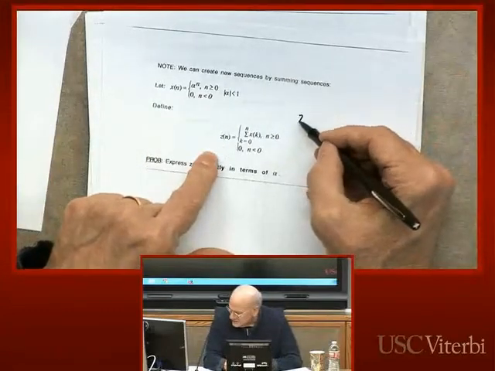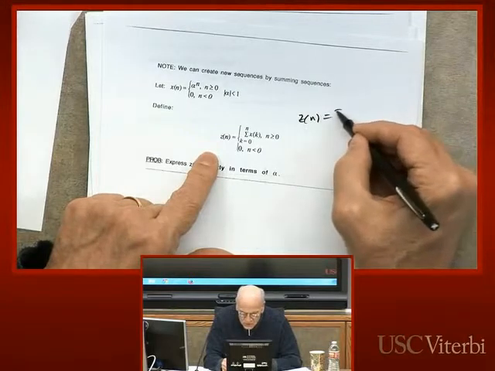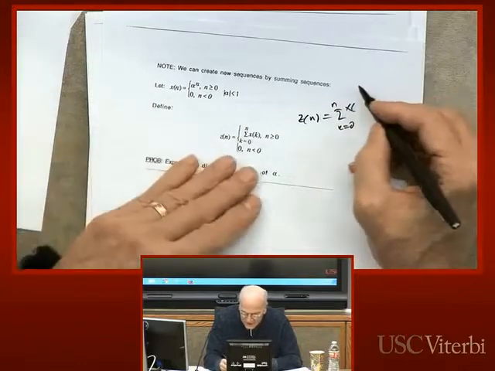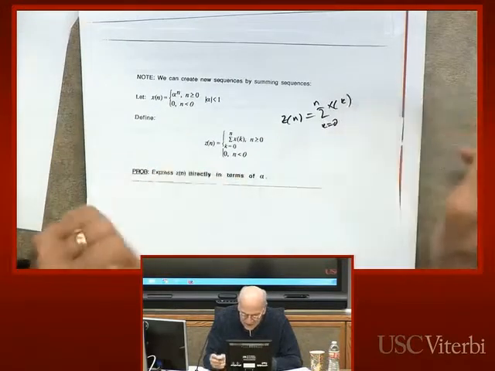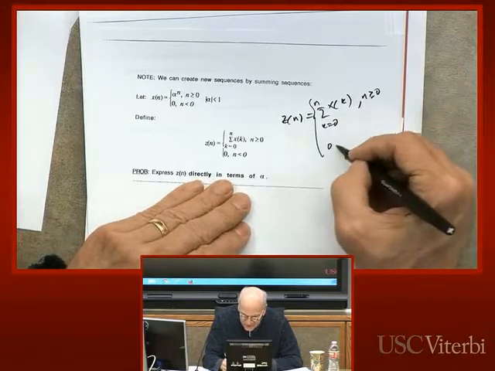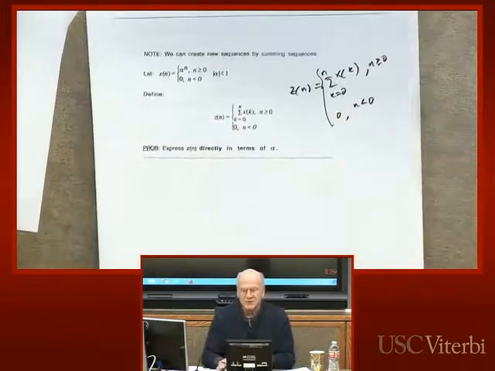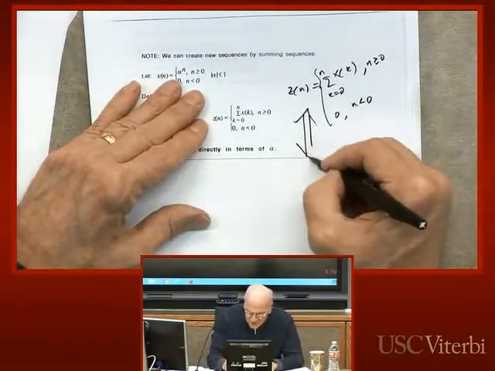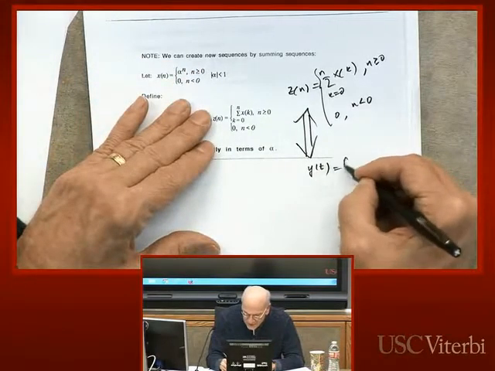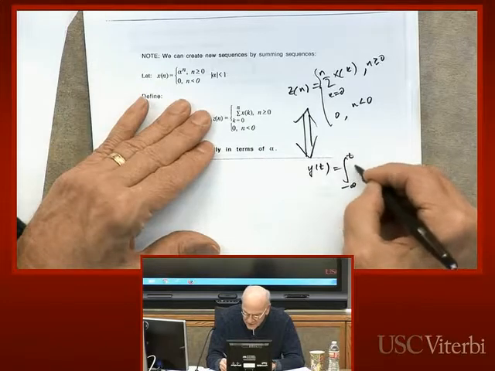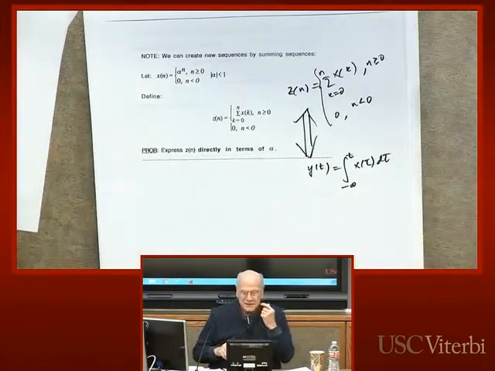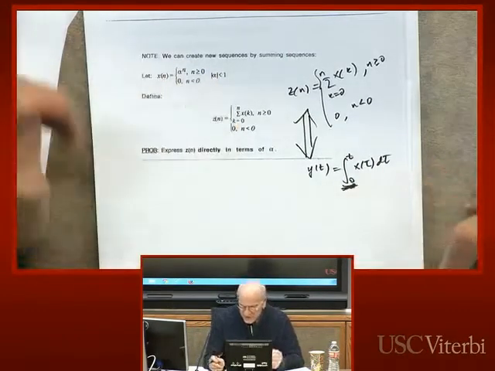z of n is equal to the summation k equals 0 to n of x of k, for n greater than or equal to 0, and 0 for n less than 0. This is like integrating. This would be another sequence. This is sort of like, in our continuous time world, y of t equals the integral from minus infinity to t of x of tau d tau, or maybe even better, from 0 to t, something like that.